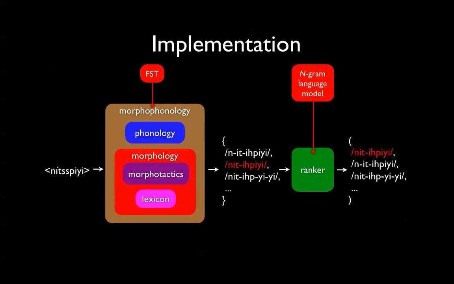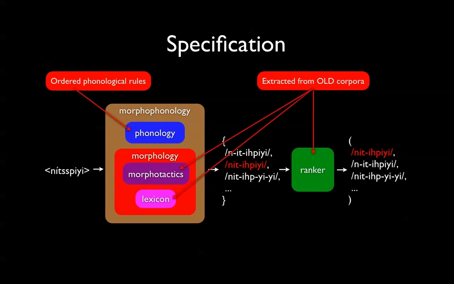In terms of implementation, the morphophonology is a finite state transducer, while the ranker is an n-gram language model. I will say more about these terms shortly. In terms of their specification, the lexicon, morphotactics, and ranker are all automatically extracted from corpora that a user creates for these purposes. The phonology, however, must be specified by the user as ordered phonological rules. The good news is that as linguists we already know how to do this. Clever computational linguists and developers have already created tools to convert our ordered phonological rules into computer programs that efficiently translate surface representations to underlying ones and back again.